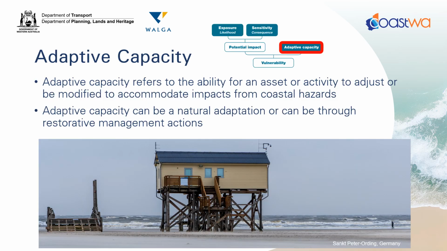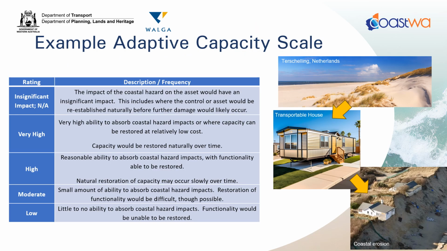What that shows, though, is that we've actually assessed the risk, but we haven't yet accounted for the adaptive capacity of those assets. So adaptive capacity is the ability of an asset, or activity, I should say, to adjust or be modified to accommodate the impacts from coastal hazards. So it can be a natural adaptation or it can be through restorative management actions. To give you an example of that, we've got an adaptive capacity scale here.